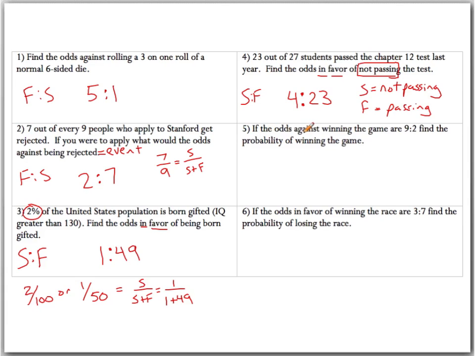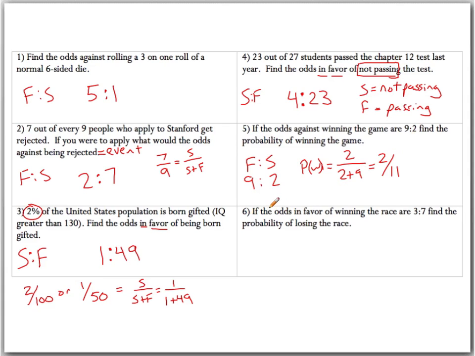All right, number 5, if the odds against winning the game are 9 to 2, find the probability of winning the game. So odds against are failures to successes, and that we know is 9 to 2. Now remember, the probability of winning is going to be the number of successes, which is 2, over the total of success plus failure. So 2 plus 9, and here we're going to get 2 in 11. Okay, so just take your odds, identify which one is success and failure, and put the success over the sum of success and failure.